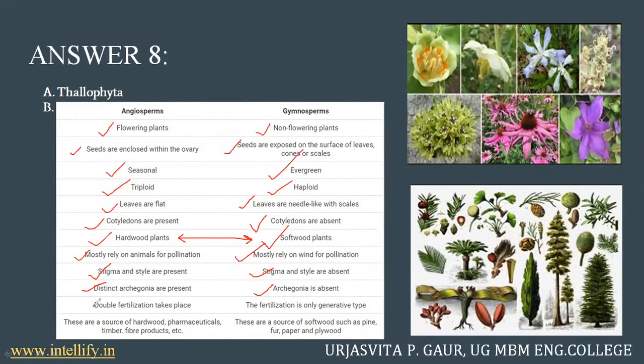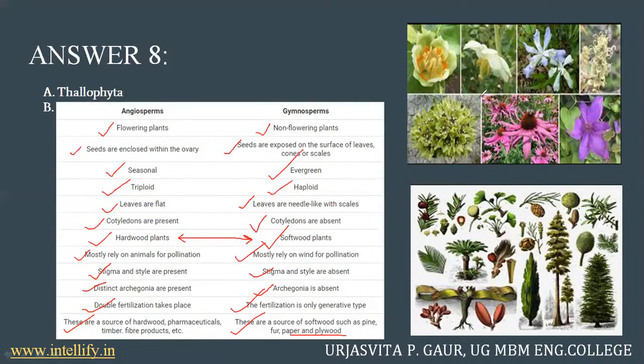Then you have double fertilization taking place in angiosperms, whereas the fertilization is only of the generative type in gymnosperms. And finally, angiosperms are the source of hardwoods, pharmaceuticals, timber, and fiber products. The wood used for hardwood purposes like timber is basically used in furniture production and pharmaceuticals, whereas gymnosperms are the sources of softwoods, as we have already discussed, like pines and fir. Paper and plywood are the most common uses of these types of plants.